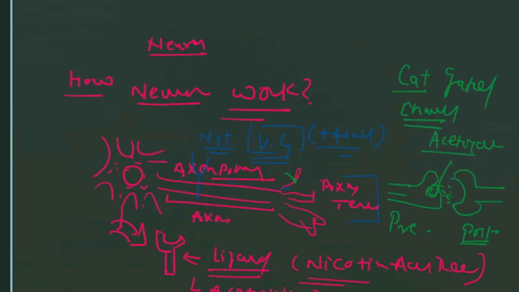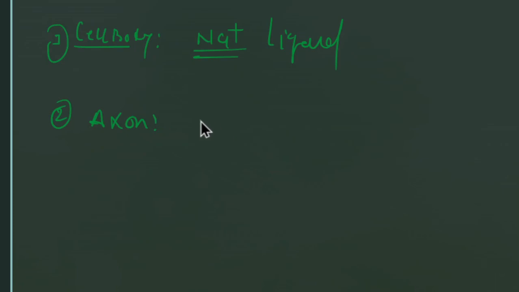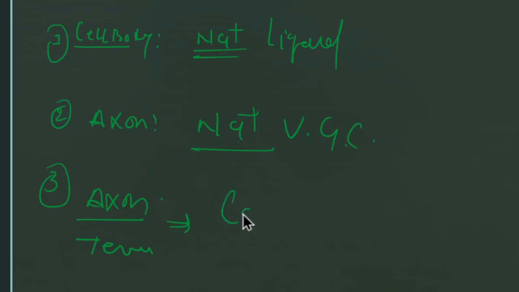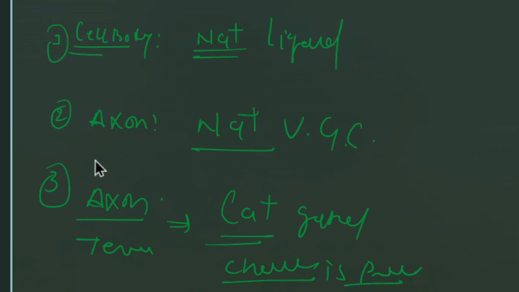So remember three things in your mind. In the cell body region, a ligand gated sodium channel is present. In the axon part, a voltage gated sodium channel is present. In the axon terminal part, a calcium gated channel is present.